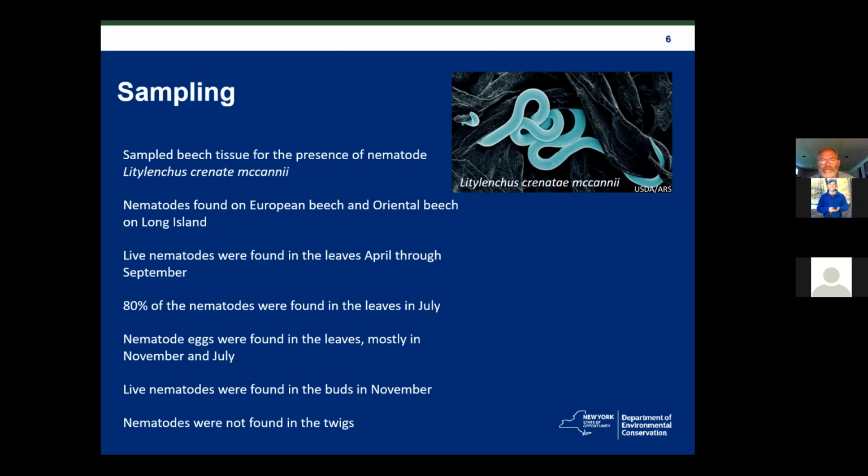Here you can see some of the results from last year's sampling, which mostly happened from April through November. Live nematodes were found in the leaves April through September, and most of the nematodes were found in July. Nematode eggs were also found in the leaves, mostly in November and July, and also a few in June. Live nematodes were found in the buds in November, and nematodes were not found in the twigs at any time.